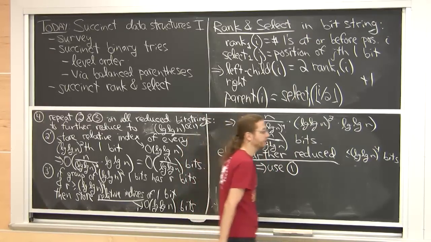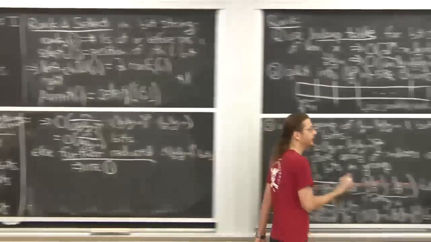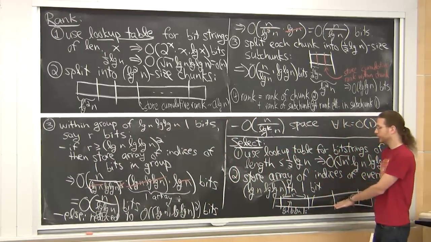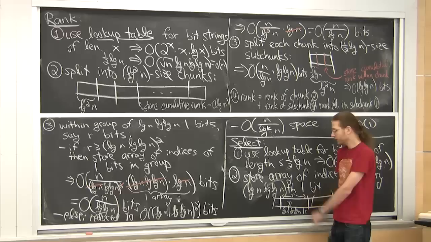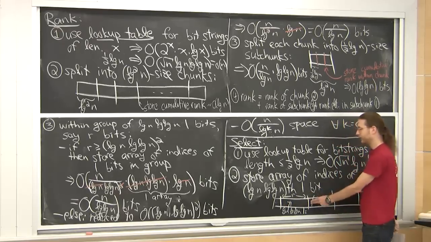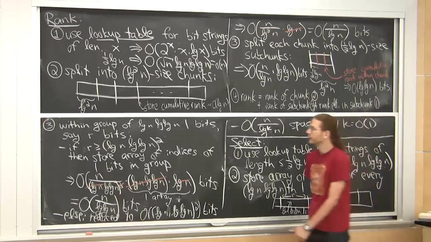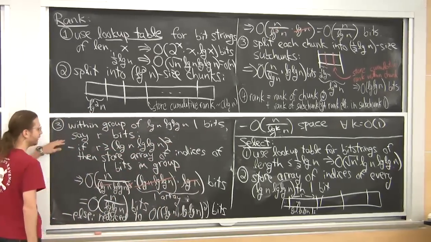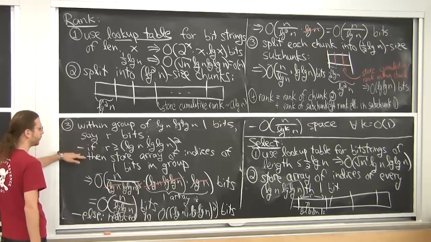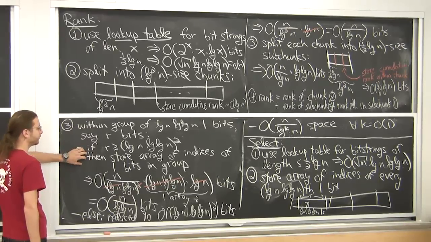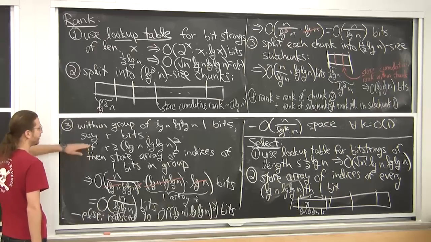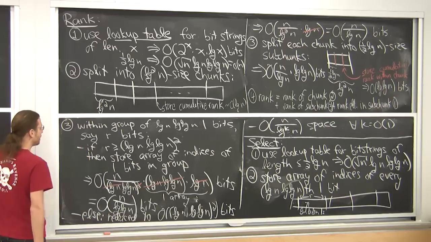So that's select. If you want to do a select on an index, first you figure out which group it's in by dividing by log n, taking the floor. You teleport to the appropriate group using this array. Then within that group, there's a bit saying whether it was sparse or dense. If it was sparse, so lots of zeros in it, then you have a lookup table that gives you all your answers for the remainder of your query. If it's dense, then you go over here.